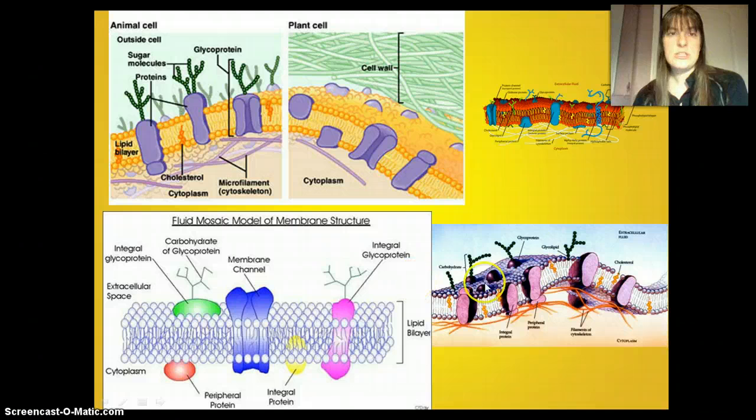So here's a couple images just showing what we've talked about so far. We have our phospholipid bilayer with the cholesterol in it, and then we have glycoproteins and glycolipids, which are going to be important in cell recognition and cell communication, etc. Notice in plant cells, when we have our cell wall, there's not all those glycoproteins and glycolipids. Those are mostly just in animal cells.